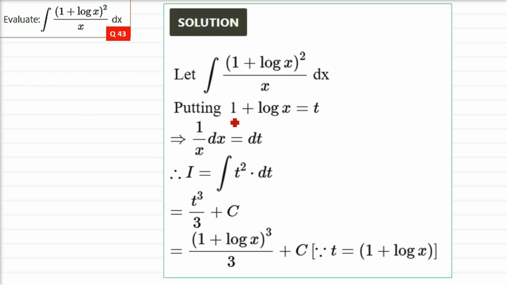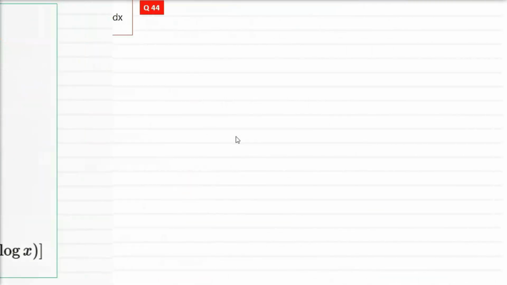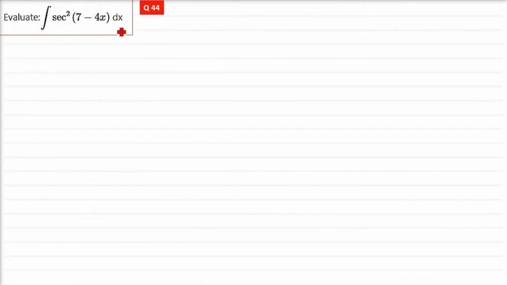The only thing is 1 plus log x can give you 1 by x. Sec square of 7 minus 4x. Don't worry about 7 minus 4x. Sec square x dx can give you directly tan x. So you don't need any assumption or any change. It's a direct result. So this is tan of 7 minus 4x plus a constant of integration.